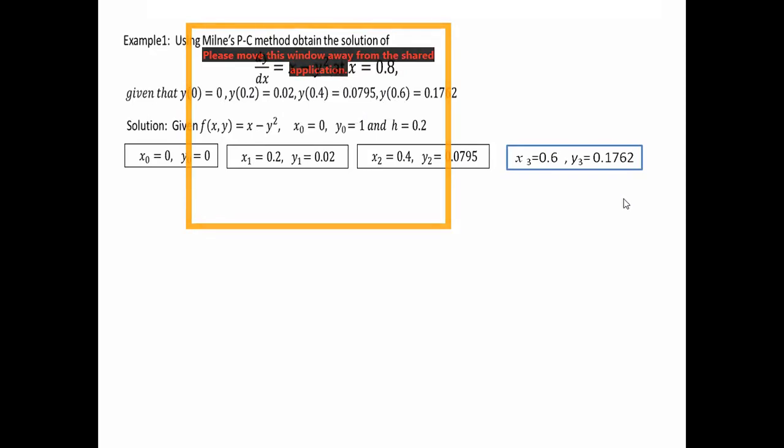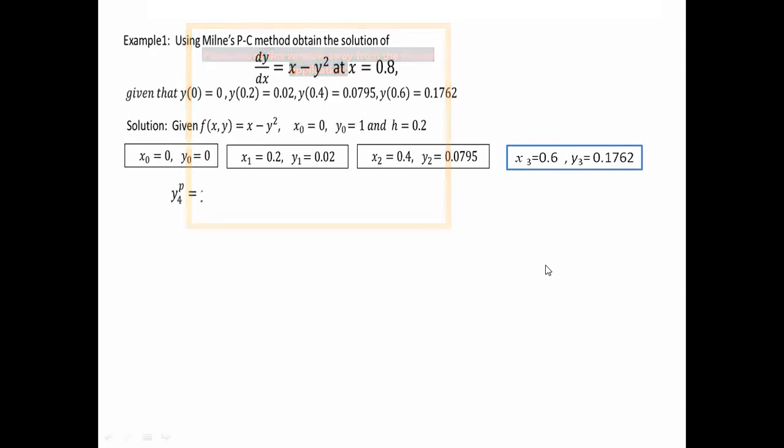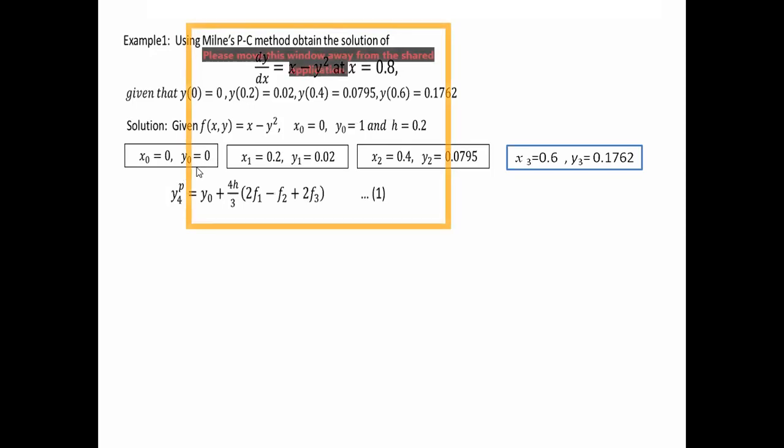Here the method is very simple. We need the value of f suffix y. So first we shall see what is f1, f2, f3. But f0 is not required here. So no need of finding the value of f0. Another method is there, that is Adams-Bashforth. For that we need f0 also, but that is not in the syllabus. So no need of finding the value of f0. Start from f1. So this is the predictor formula.